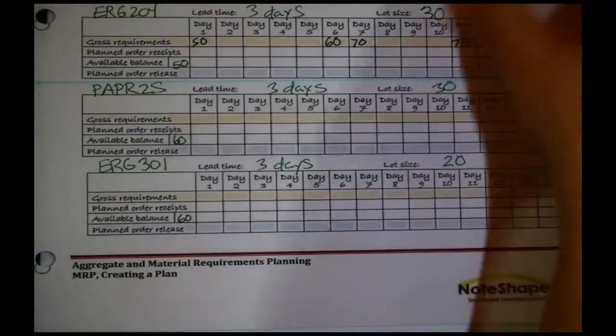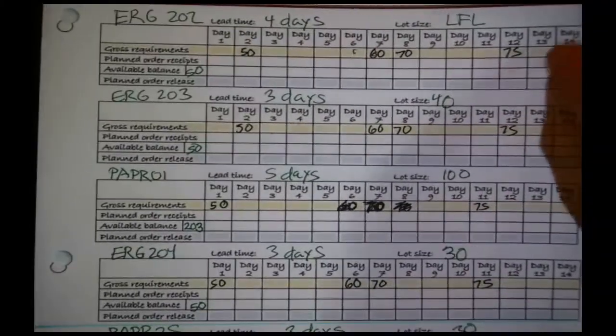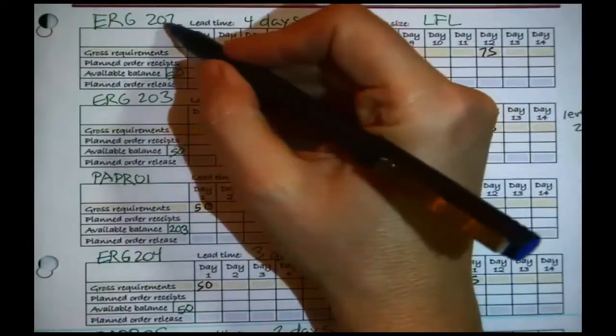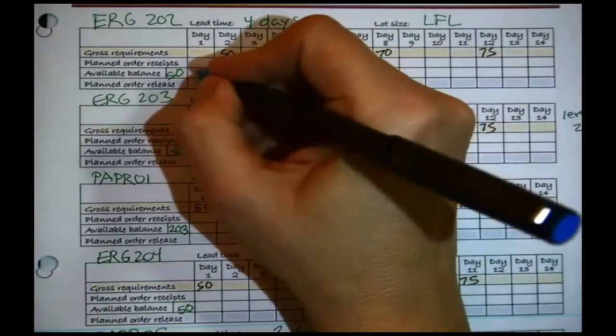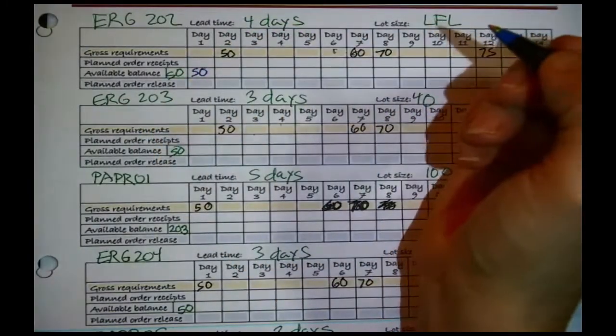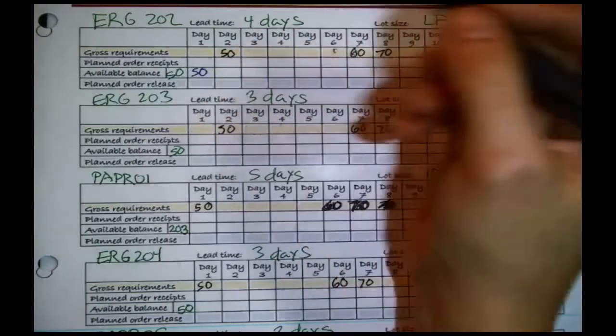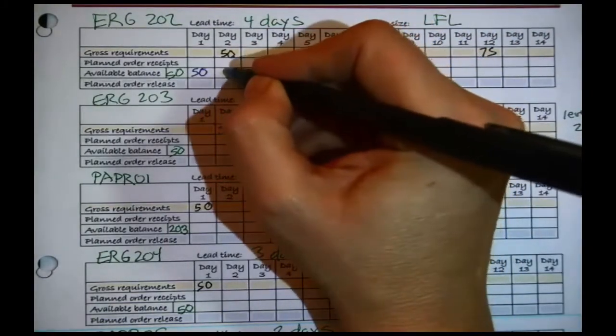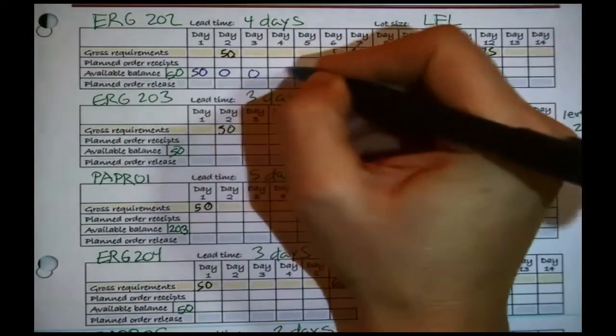These 4 records here, though, are still waiting for us. Same logic, though. ERG 202, we have 50 in stock. Nothing going on the first day, so we still have 50 in stock. Then we use up 50 on the second day, so we don't have any in stock. We don't have any in stock then for a while.